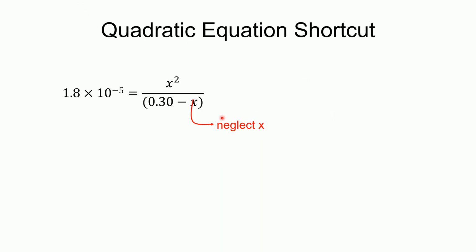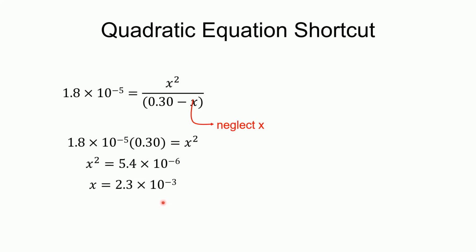So here we come back, we've neglected X. So now this is 1.8 times 10 to the negative 5 equals X squared over 0.30. Well, at that point we just cross multiply that out and take the square root. You'll notice we got the same number, 2.3 times 10 to the negative 3. If you leave a few more digits in there, you will see that the number we get here is ever so slightly different than the number we got on the previous page, but you're still going to get the correct answer when we consider the number of sig figs. So 2.3 times 10 to the negative 3.